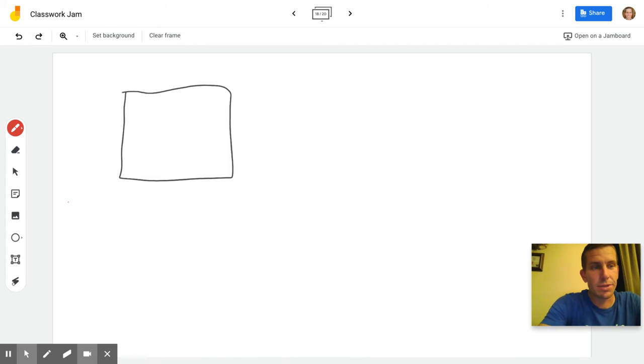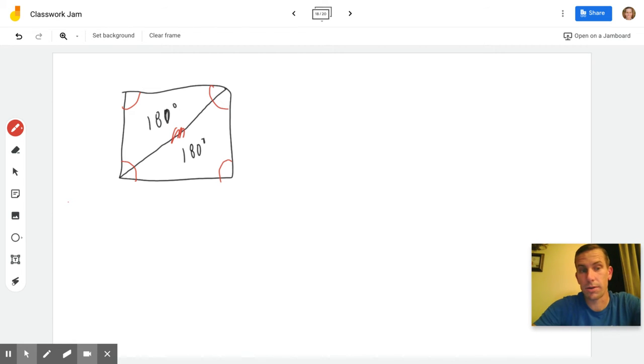Well, take a look at what happens when we draw a line from one corner to an opposite corner in a square. Now we've made the square into two triangles, right? And how many degrees does a triangle have in it? 180. So this triangle has 180 degrees in it. And this triangle has 180 degrees in it. And all of the angles of these triangles are located on the interior angles of this square. There's no angles in the middle right here that aren't at a corner.